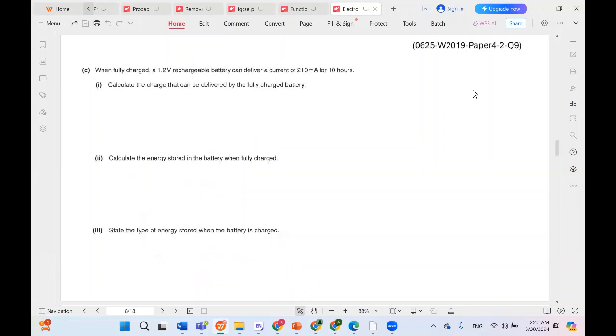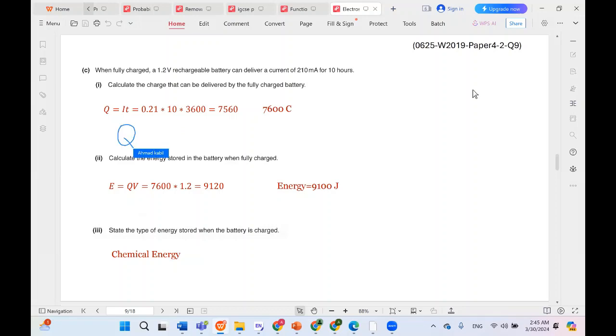When fully charged, a 1.2 V rechargeable battery can deliver a current of 210 milliamperes for 10 hours. Calculate the charge that can be delivered by the fully charged battery. So in this case, we will start with the basic equation as well. And here we are required to calculate the charge.